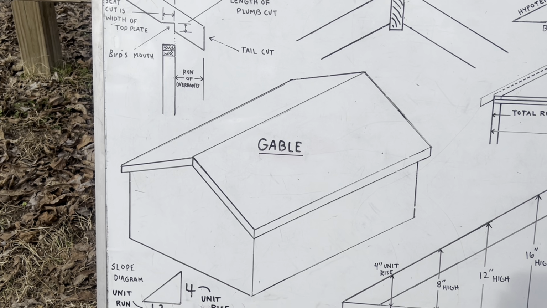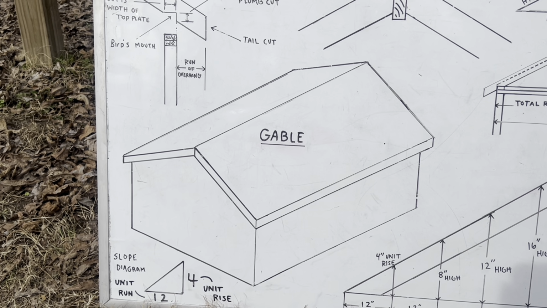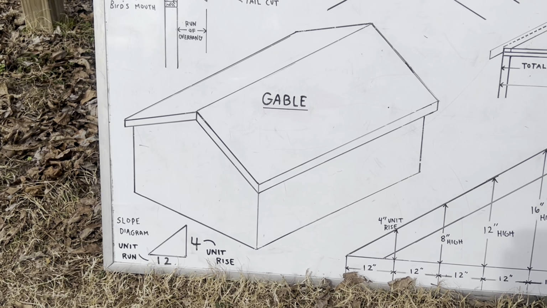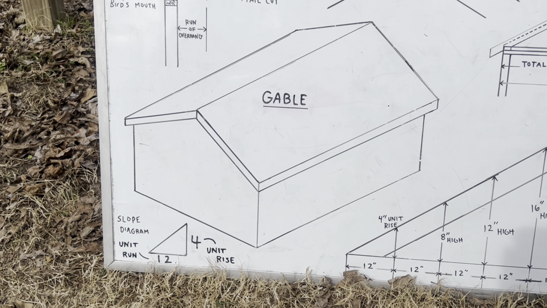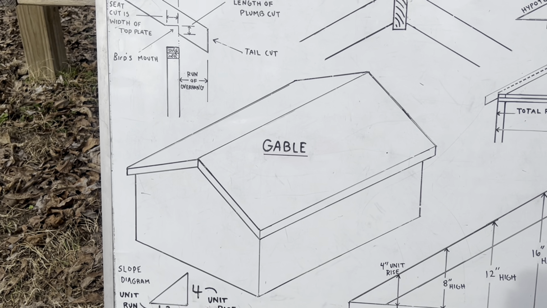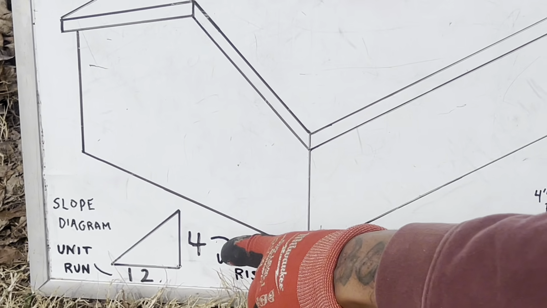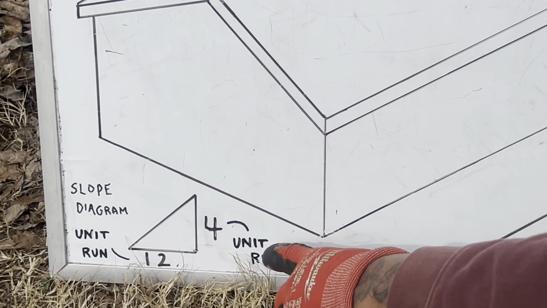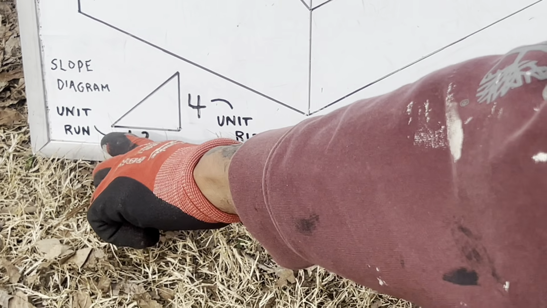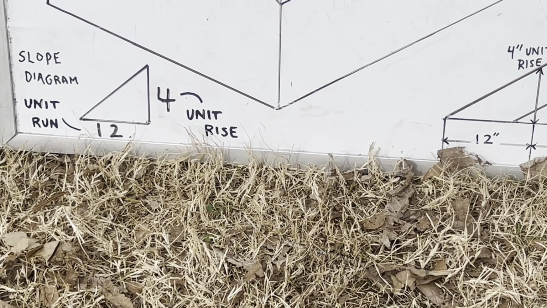Now, if I'm building a shed or if I'm building a house, okay, if I'm gonna build it right now today, I'm the architect, I'm the designer, I'm the engineer, I'm the carpenter. I need to know how big my structure is gonna be, and I also need to know what's the slope. And get familiar with this sign right here. That's a slope diagram. Now, this is your unit rise, this leg of our triangle, and this is your unit run, which is the level leg of your triangle.